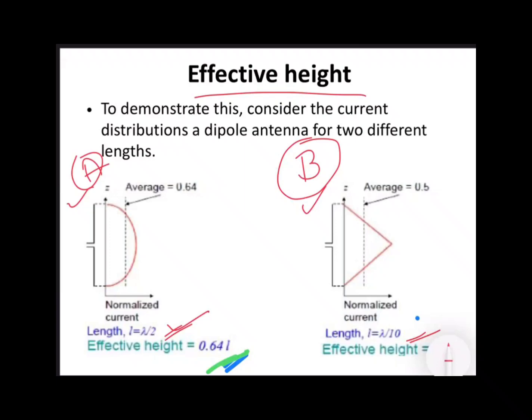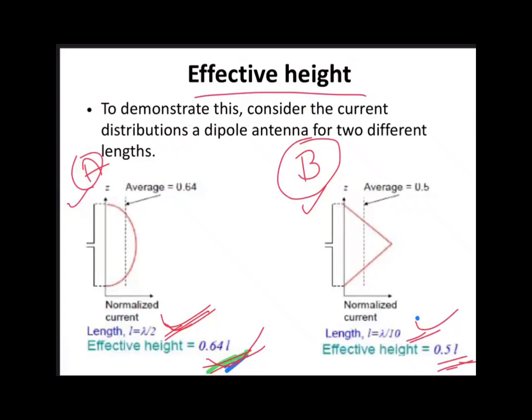So when we have an antenna of length L equal to lambda by 2, the effective height of the antenna is 0.64 times the length of the antenna. In the same way, whenever the antenna length is lambda by 10, the effective height calculated by the formula will be 0.5 times L. What is the conclusion we obtain here? As the length decreases, the effective height also increases, but whenever the length of the antenna increases, the effective height decreases.